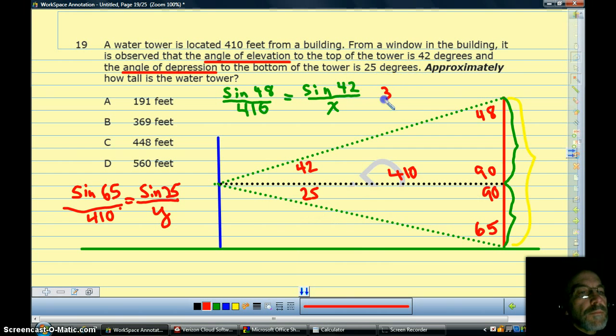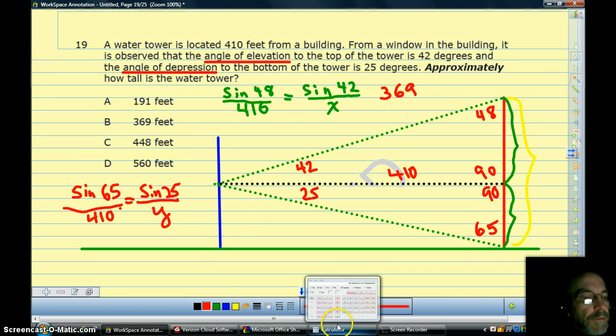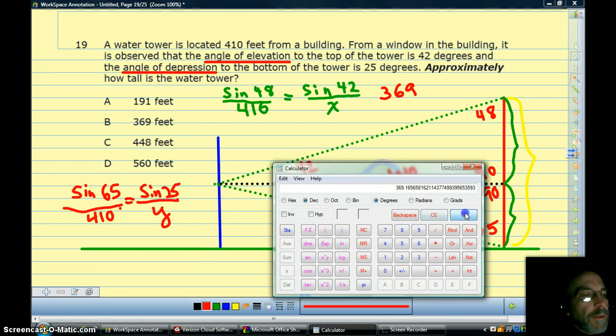Alright, now let's look at the other one. It'll be sine of 25 times 410 divided by sine of 65. We're cross multiplying to find the missing length. Sine of 25 times 410 divided by sine of 65. So it would be 25 sine times 410 divided by 65 sine equals 191.